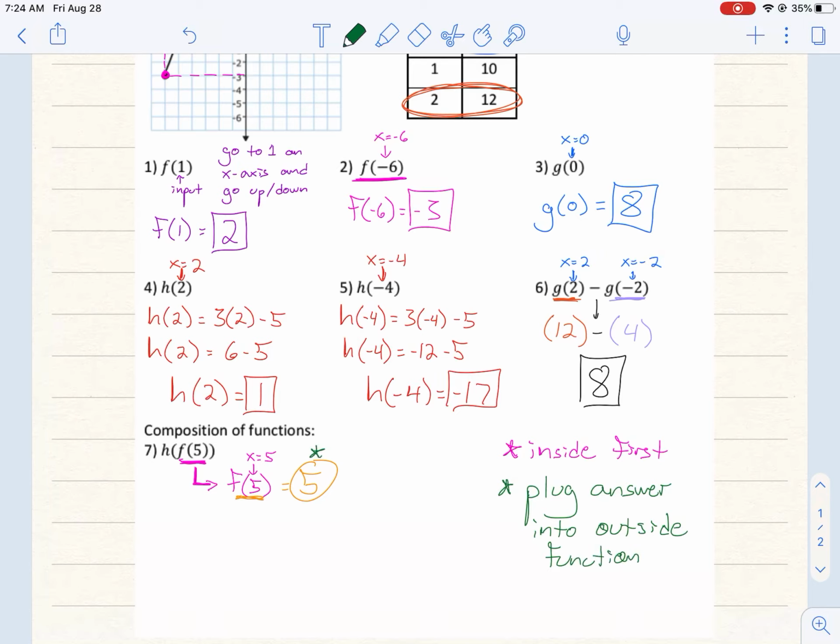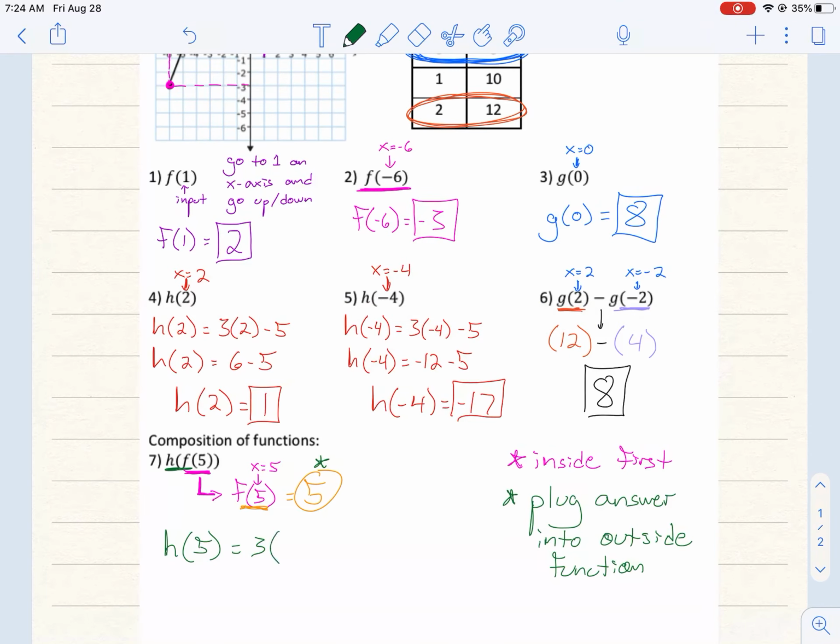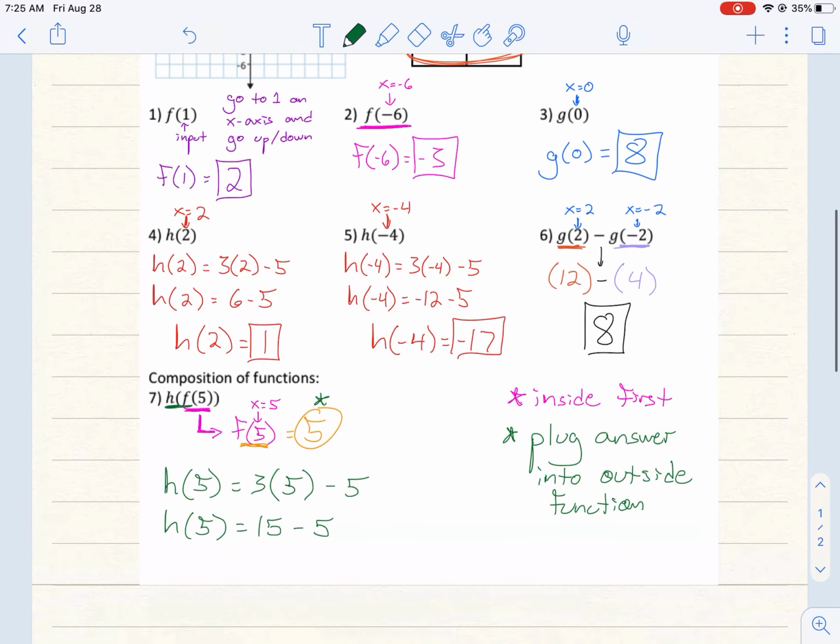What I mean by that is I'm going to take 5 and plug it into h of x. So I'm really doing h of 5 here. So that's 3 times 5 minus 5. So h of 5 is equal to 15 minus 5. So h of 5 is equal to 10. So that's composition of functions. You work the inside function first, evaluate that number, and then use that number to evaluate your second function.